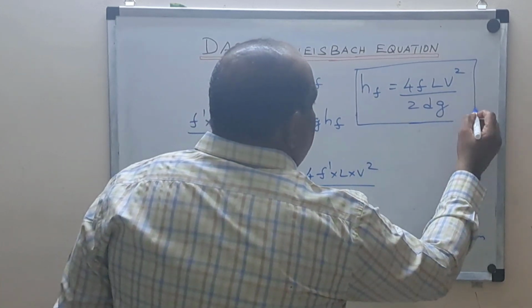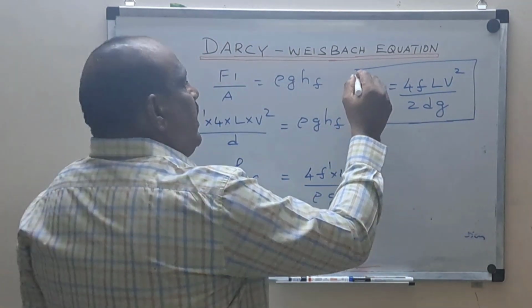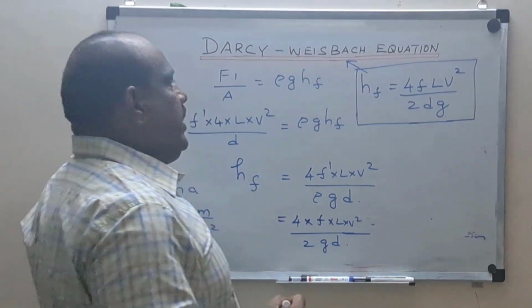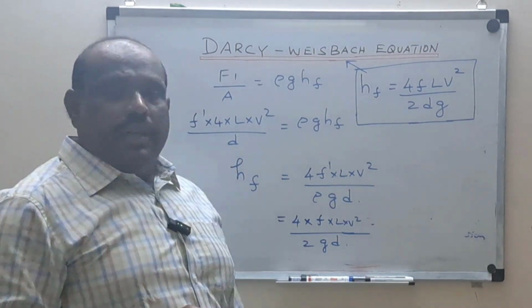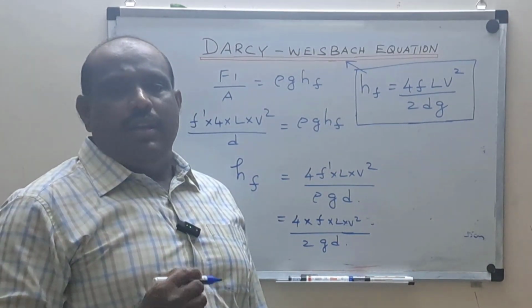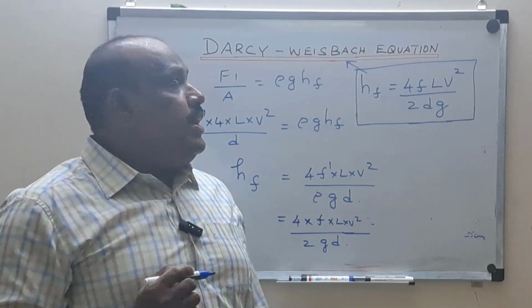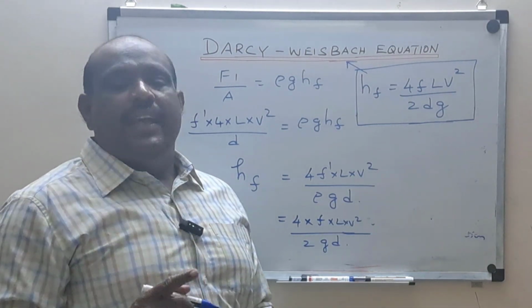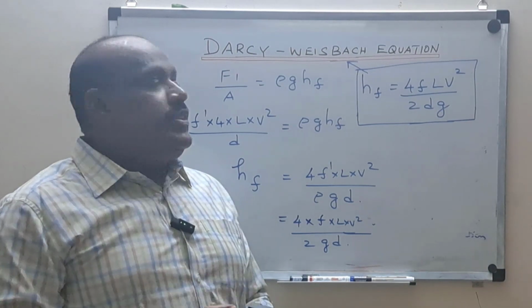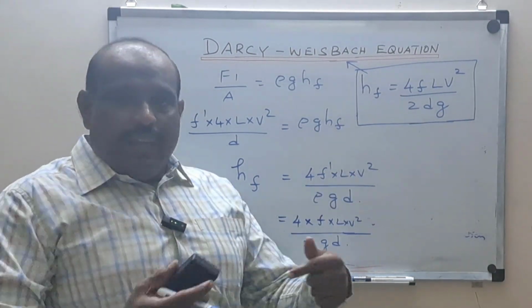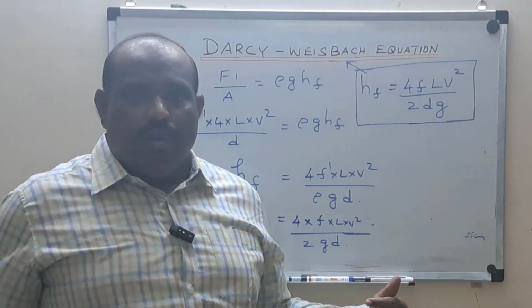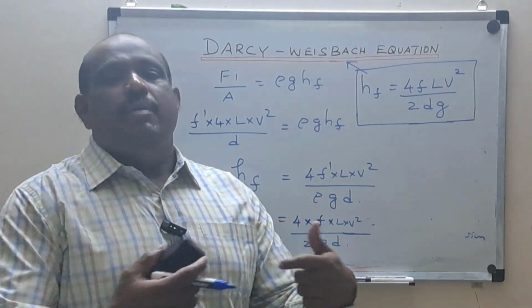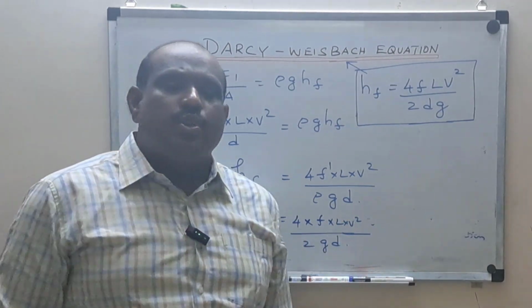This arrived expression of loss of head due to friction is known as the Darcy Weisbach equation. This is nothing but our Darcy Weisbach equation. This equation is used to find the head loss due to friction, which depends upon the frictional resistance. If the length is more, my friction is also more. If my velocity is more, then my head loss is also more. That's what I used to tell.